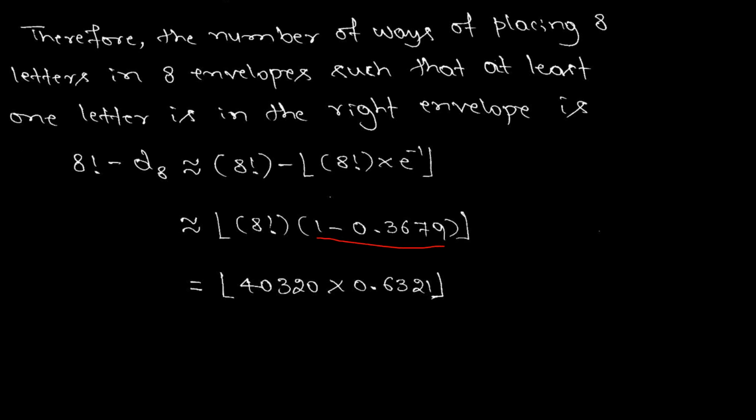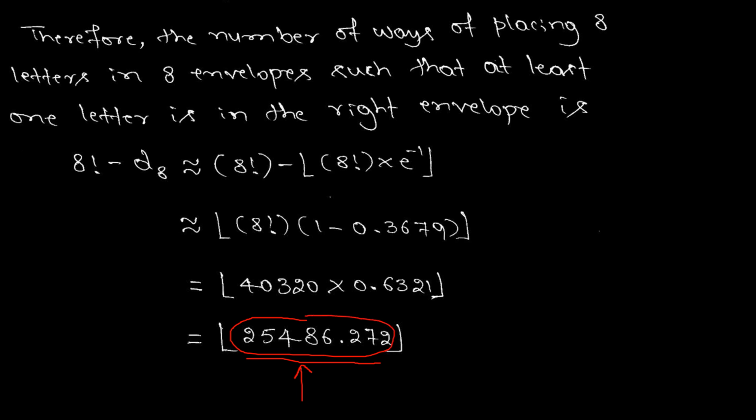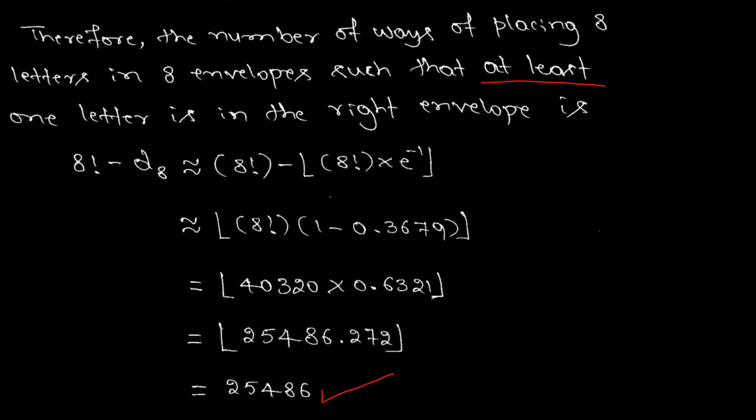Yes, we have solved this further, and 8 factorial is this. This is the value. Now the floor function, if you take the greatest integer which is still less than this real number, will be this number except the decimal part, 25486. So this is the number of possibilities satisfying this condition, at least one letter is in the right envelope. So this completes the problem.